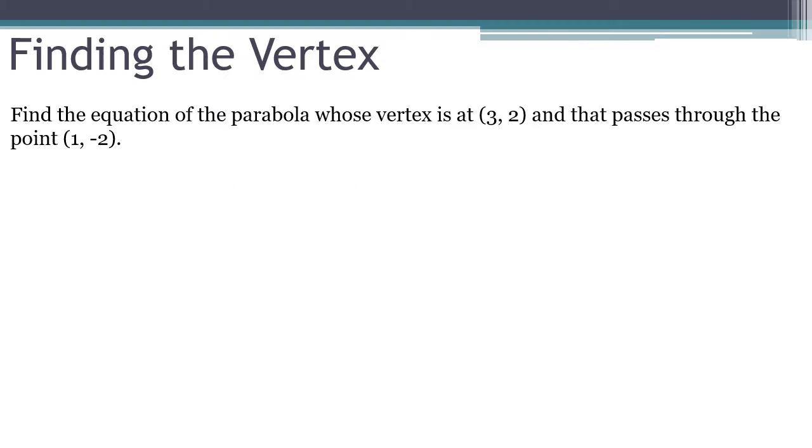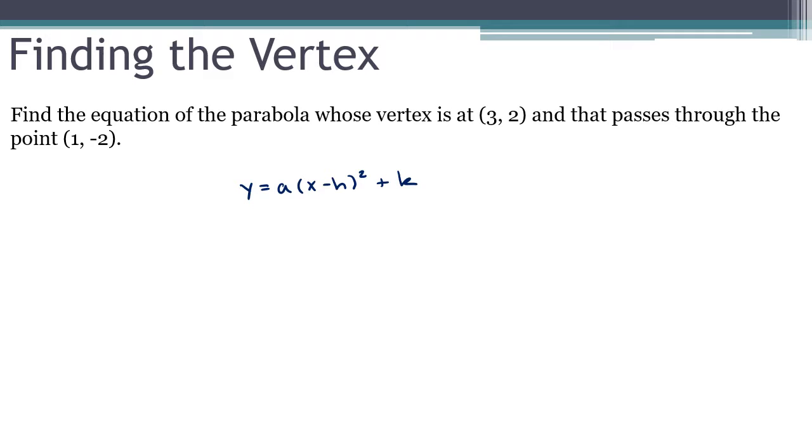Okay, so an example here. I want to find the equation of the parabola whose vertex is at (3, 2), and that passes through the point (1, -2). Well, I'm going to assume that this is an up-down parabola. So what I'm going to do is write this in that vertex form. Right? So I'm going to rely a little bit on what we did when we were talking about parabolas. Right? I'm going to write y equals a(x minus h) squared plus k.